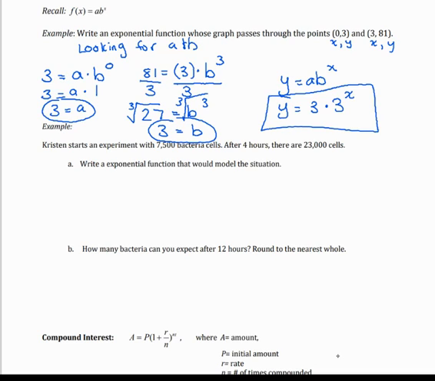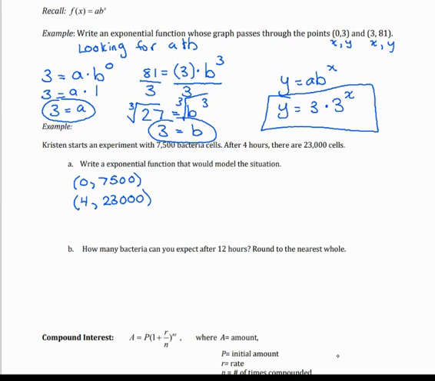What we're going to do here to figure out my function is just create 2 sets of ordered pairs, and I have those right here in front of me. If I'm starting an experiment, that means my time is 0. So at the beginning, 0 time, there was 7,500 bacteria. Now after 4 hours, so now my time is 4, there was 23,000 bacteria.